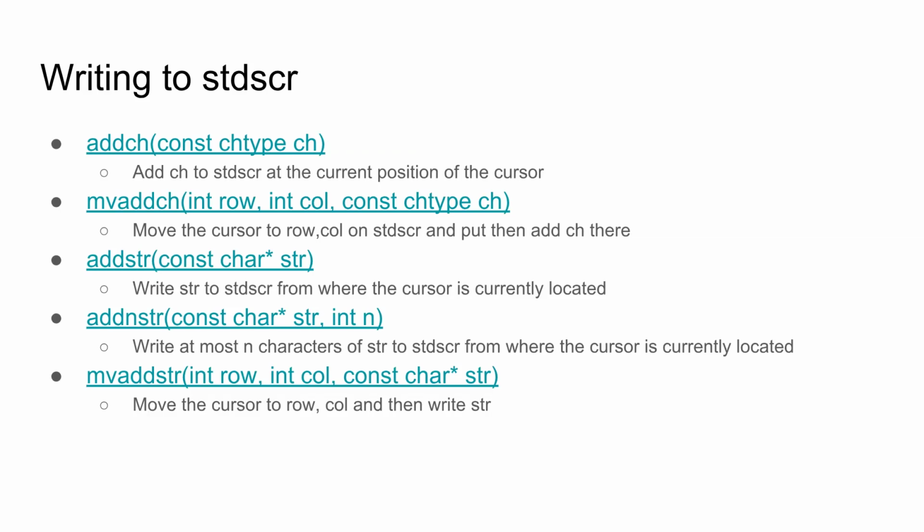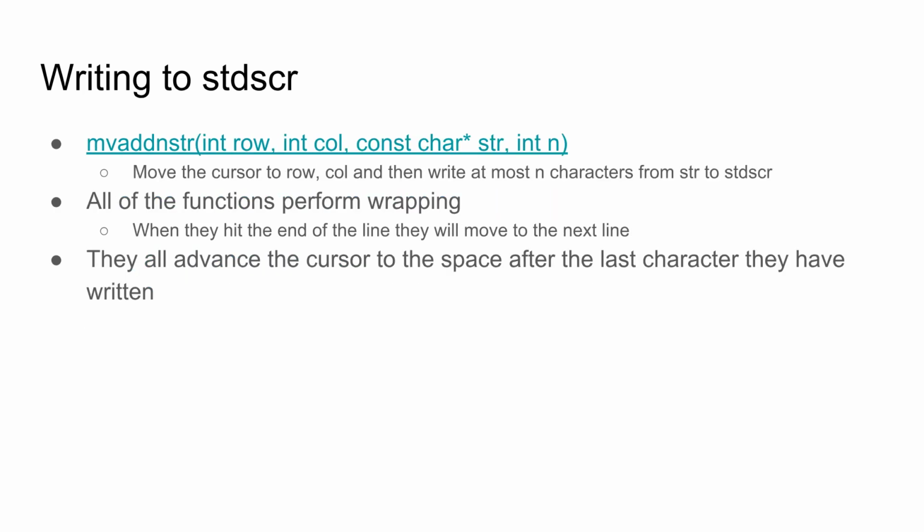So if you want to have stuff appear on the screen, addch will put a single character to the screen and move you over. mvaddch will cause you to move to some position on the screen and then put the character there. addstr writes a string. addnstr will write at most n characters of the string. mvaddstr moves you to the position, then prints the string. mvaddnstr moves you to the position, then prints out at most n characters from the string.